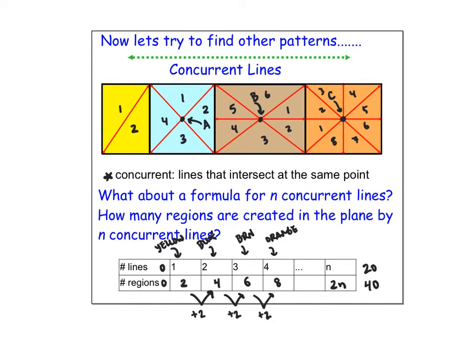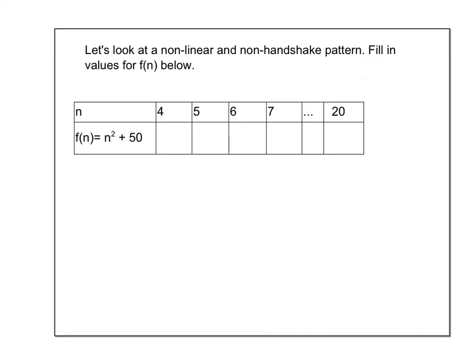Okay, let's look at another example. Let's look at a nonlinear and non-handshake pattern. So we've looked at handshake and we've looked at linear. Let's look at a non-handshake pattern. Okay, so for example, look at this rule. This rule says f of n equals n squared plus 50. So we're going to take the term number, we're going to square it and then add it to 50.